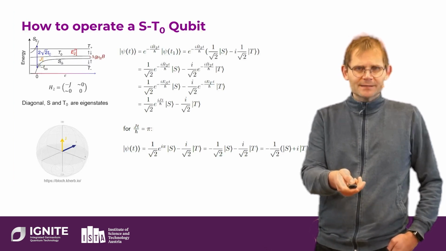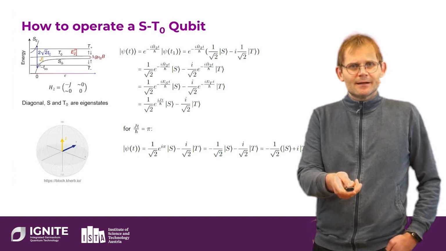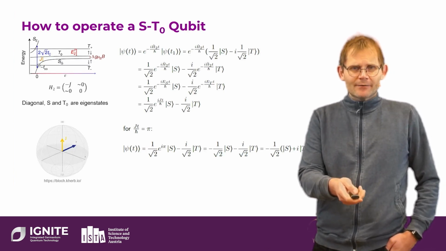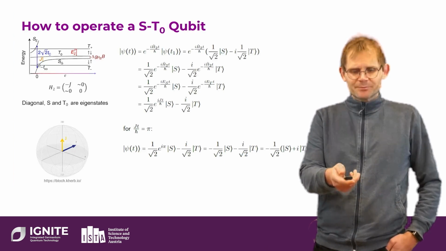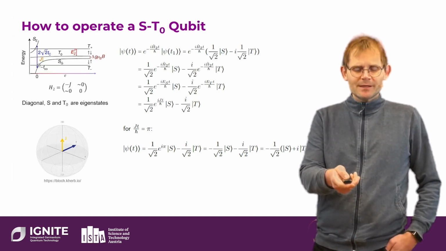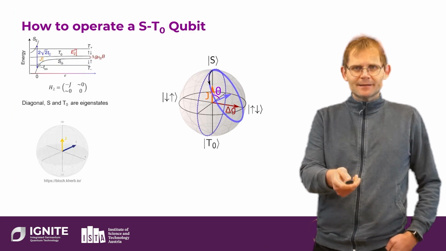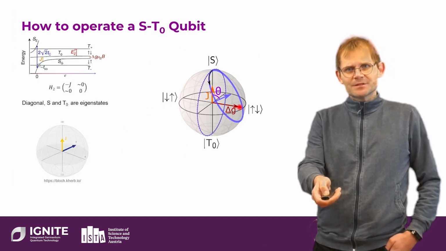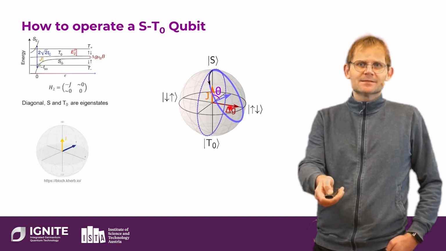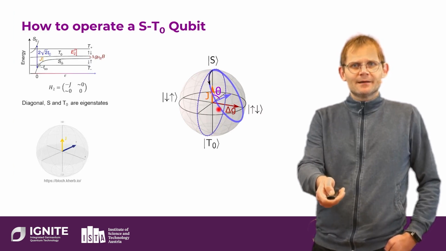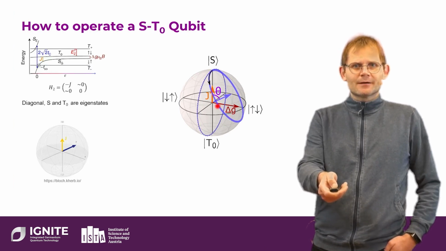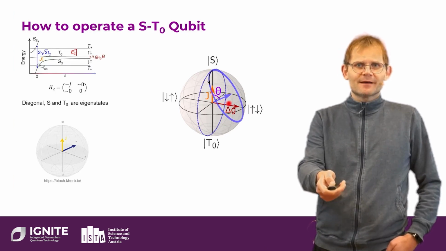Reality is a bit more complex, because neither can we switch J completely off, nor is our exchange interaction so much bigger than our delta g mu_B B, which means that in reality, when we do rotations, we have both J on and the g-factor difference is not zero. So practically, when we do rotations, we do rotations along an axis which is defined by the angle theta.